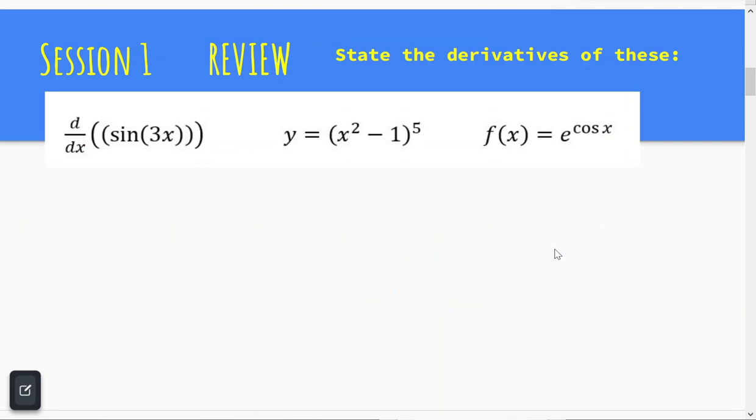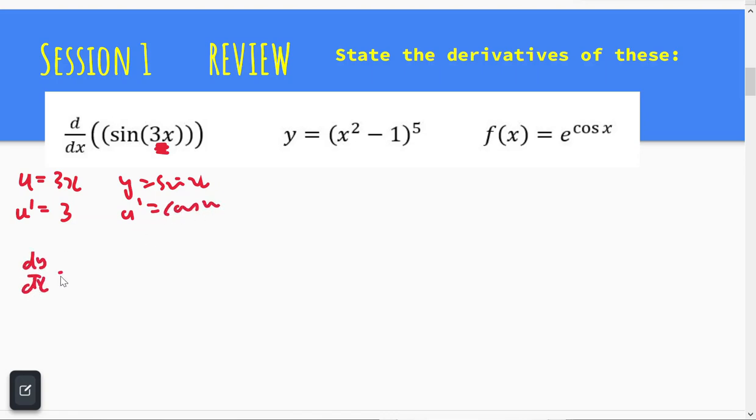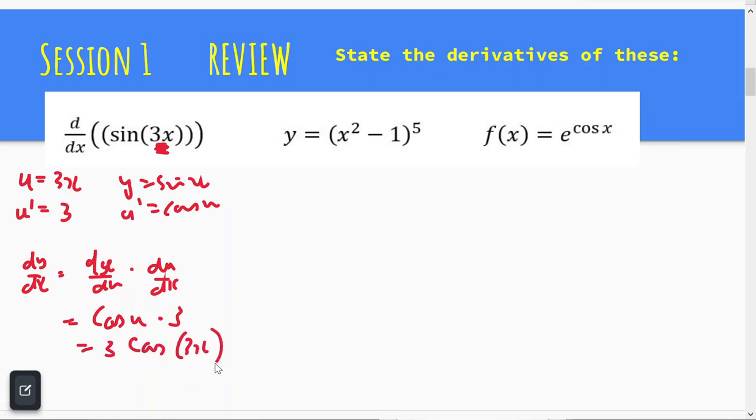We also looked at the chain rule, and the chain rule said that when we have something inside, I make that equal to u, which is 3x, which means that u dash equals 3, and y equals the sine of u, so y dash equals the cos of u. And looking at dy dx, it's going to be dy du times du dx, which will be cos of u times 3, which is 3 cos of 3x.